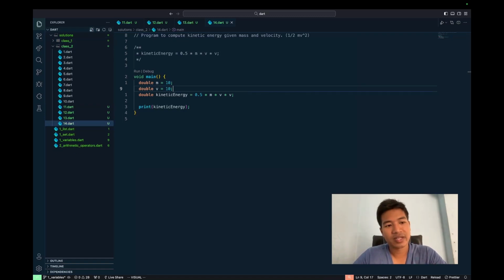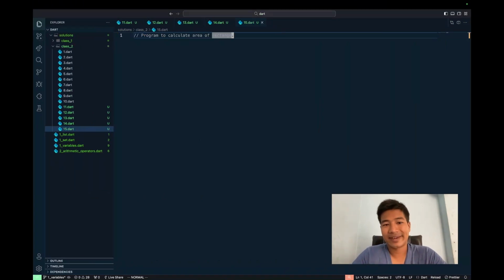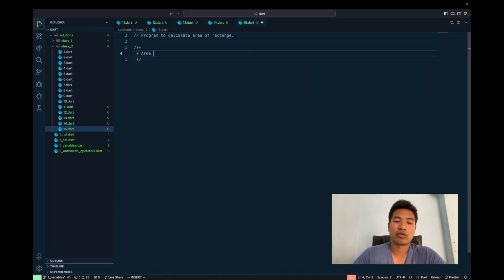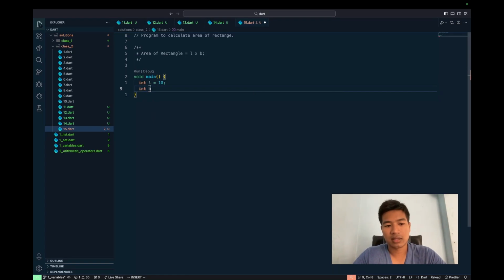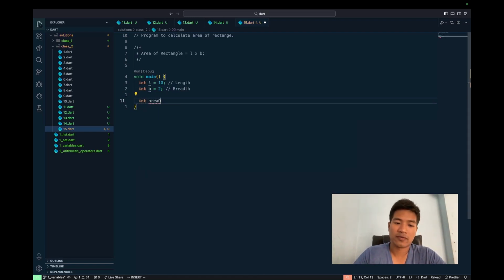Moving on to 15. Area of rectangle. The formula for the area of a rectangle is L into B, length into breadth. So L is length and B is breadth. The area of the rectangle is L into B.